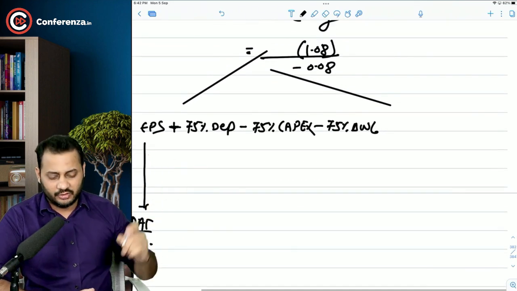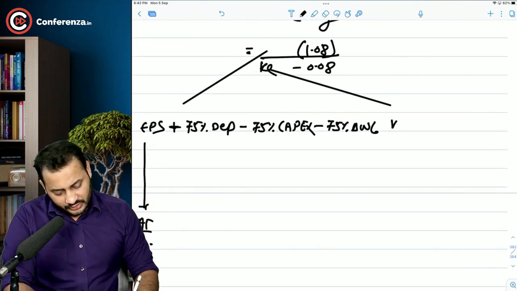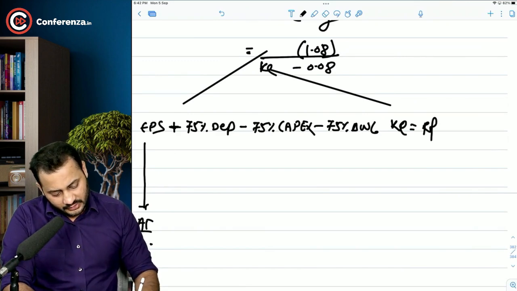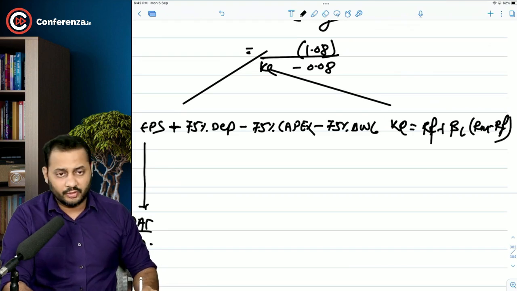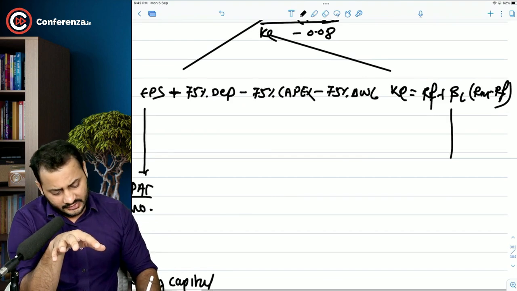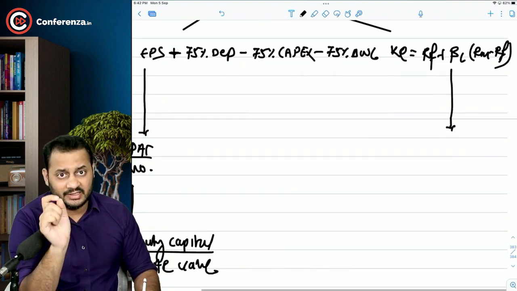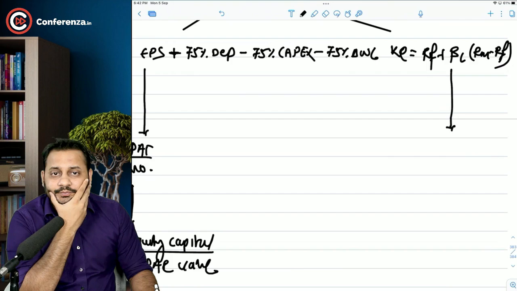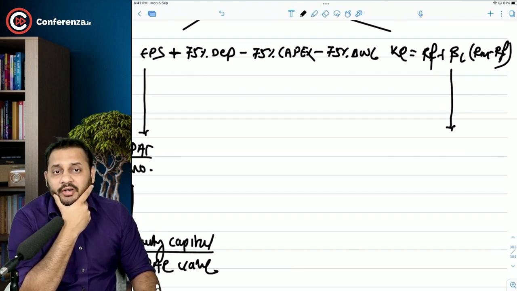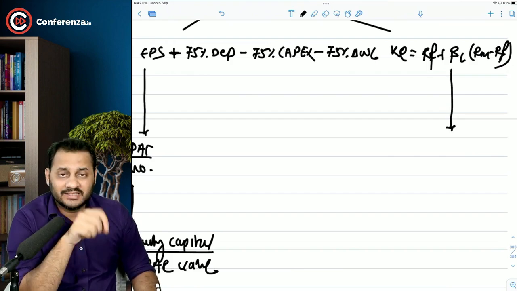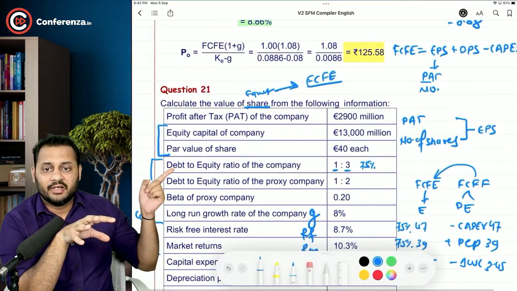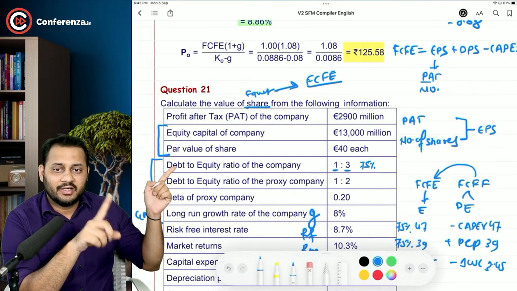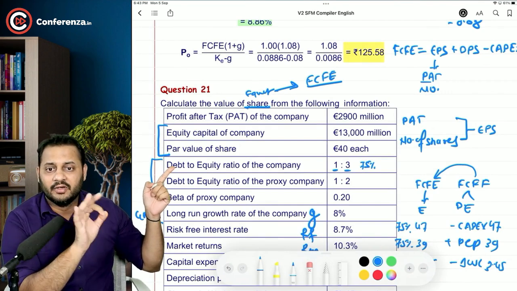Now coming over to the cost of equity. Cost of equity is equal to risk-free rate plus beta in bracket market return minus risk-free return. You have everything in this question except for the beta, and we need that levered beta, not just the beta, levered beta. Why? Because in this question, in our company, we can say we have a debt. So if we have a debt in the company, we need a levered beta.